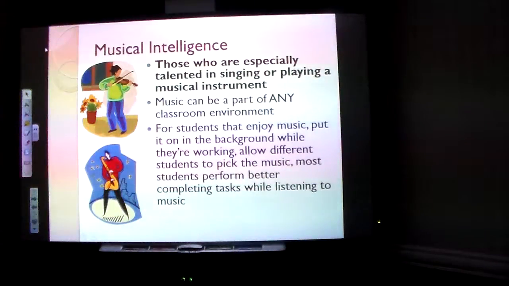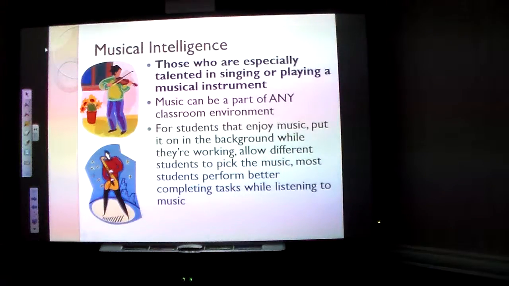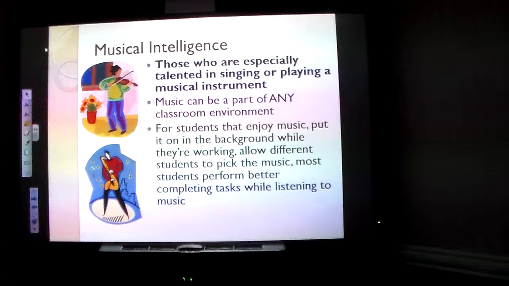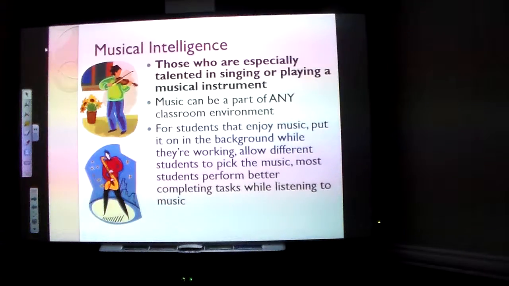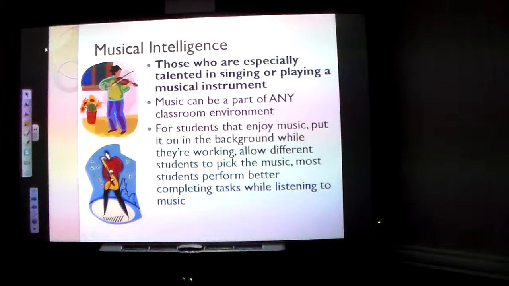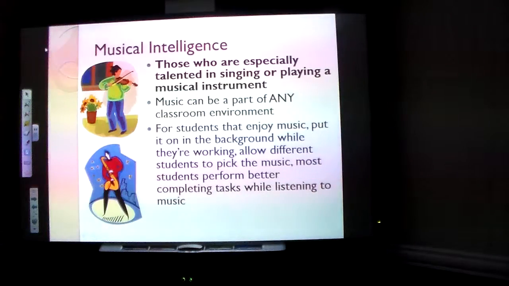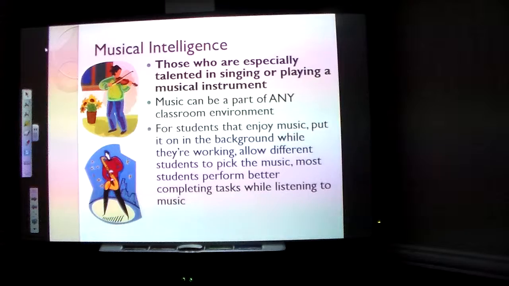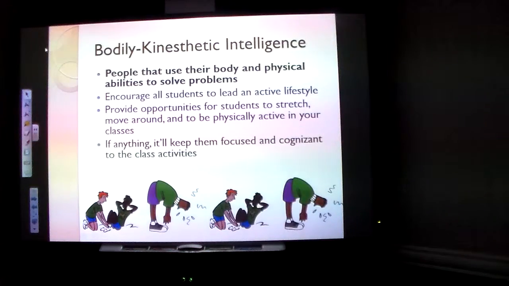Musical intelligence, music can be a part of any classroom environment. Some students do well with music. If they do, put it on in the background while they're working, allow students to pick different types of music, and integrate it into some of the work that the students are doing in the classroom. Good teachers can do this as well.